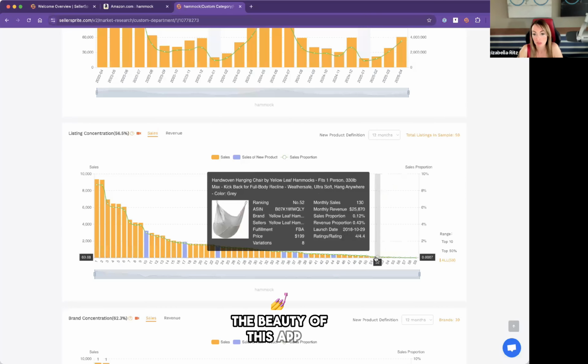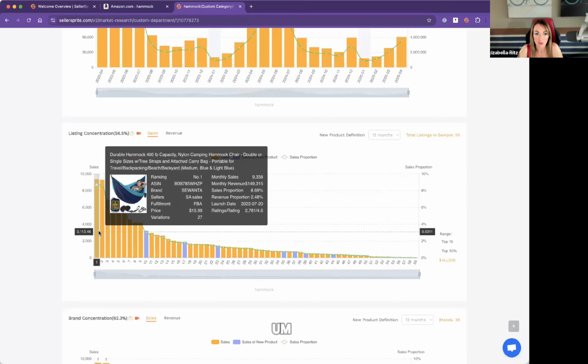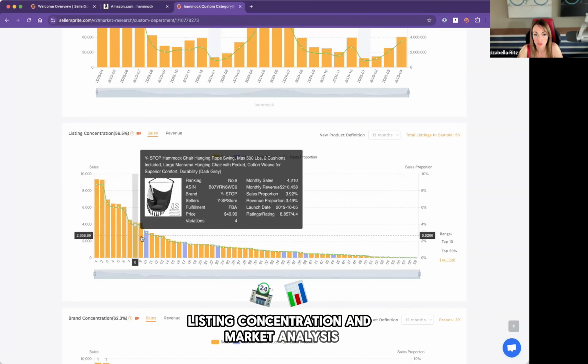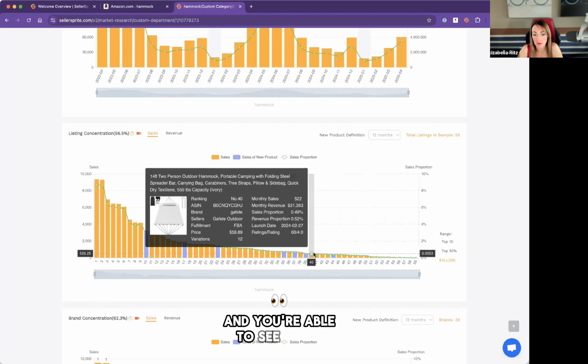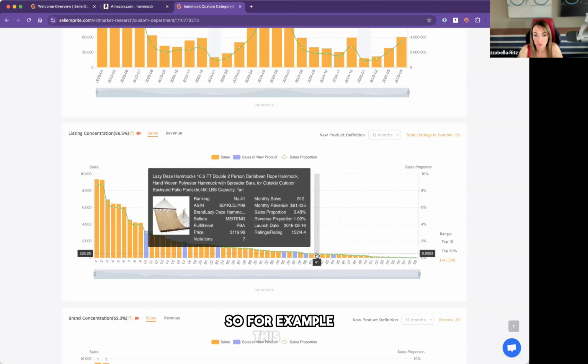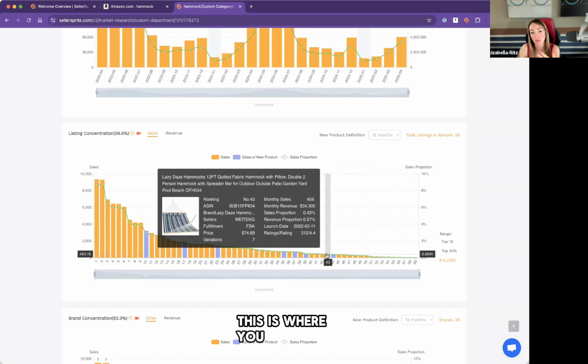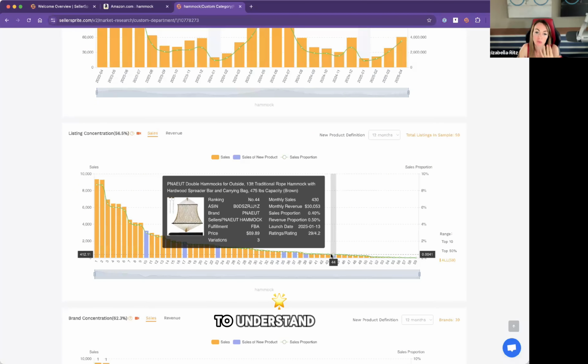And the beauty of this app is that when you are going over listing concentration and market analysis, you're literally able to see the leaders. For example, at this moment, we're looking at 59 of them, and you're able to see where you can position your listing. So for example, this one, if you look at the gray screen, we see monthly sales of 512 with monthly revenue of $61,000. And this guy is selling at $119 with only 152 reviews, which is not a lot. So this is where you can find the spot to understand for yourself if this is something you can do or not.